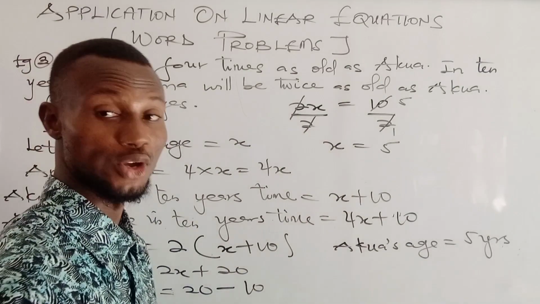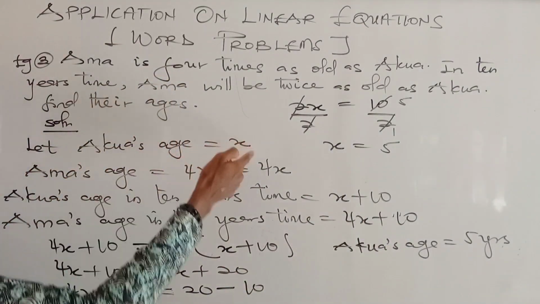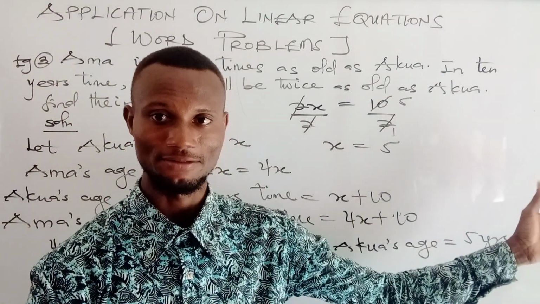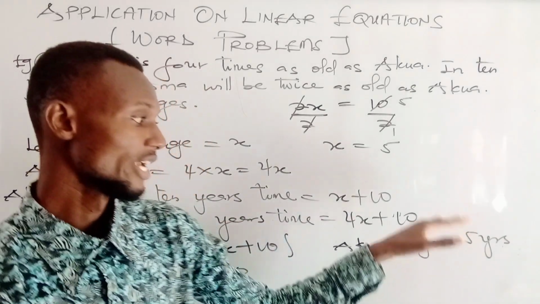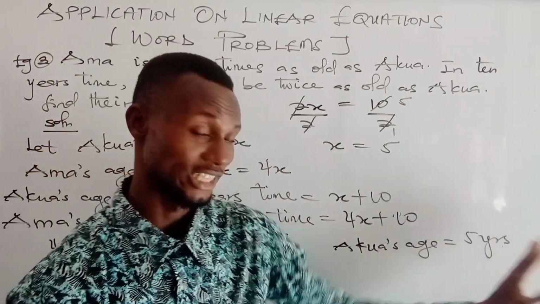I hope you agree with me, because we said that let Ikue's age equal s. So now that we found that the value of s is 5, then that is Ikue's age. So Ikue's present age is 5 years.